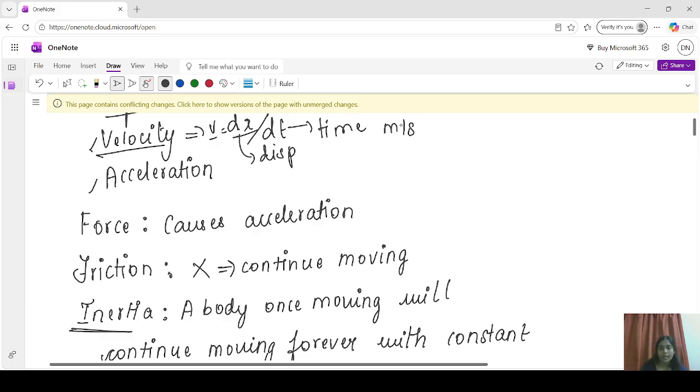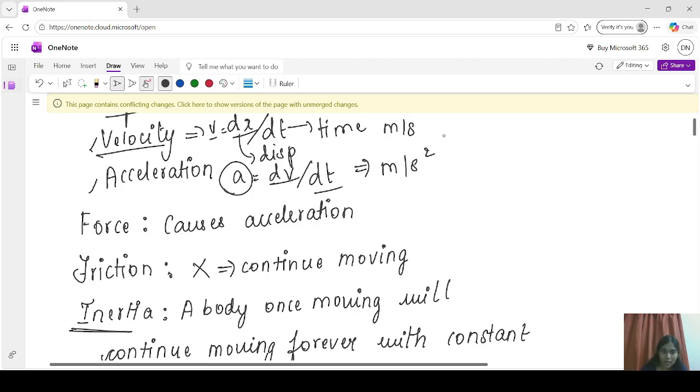And what is the unit of velocity? Meter per second. And now let us look on to acceleration. Acceleration is the rate of change of velocity with time. Okay. So what is the formula of acceleration? a = Δv/Δt, where a represents acceleration, right? Because it is the rate of change of velocity with respect to time. And what is the unit of acceleration? Meter per second square.